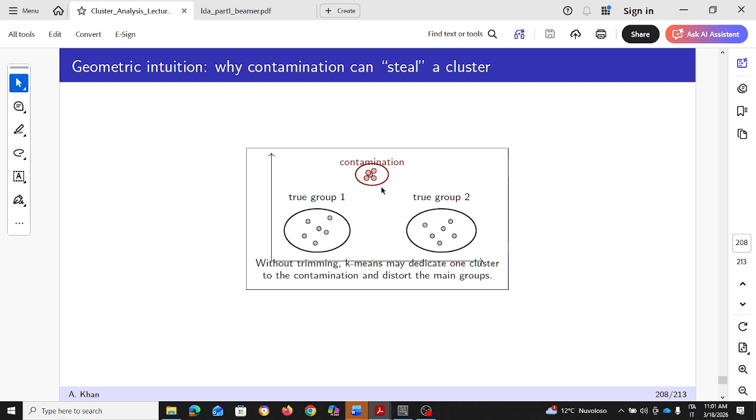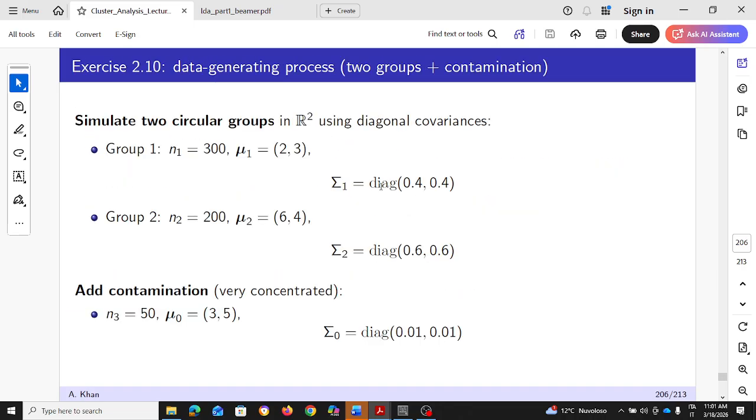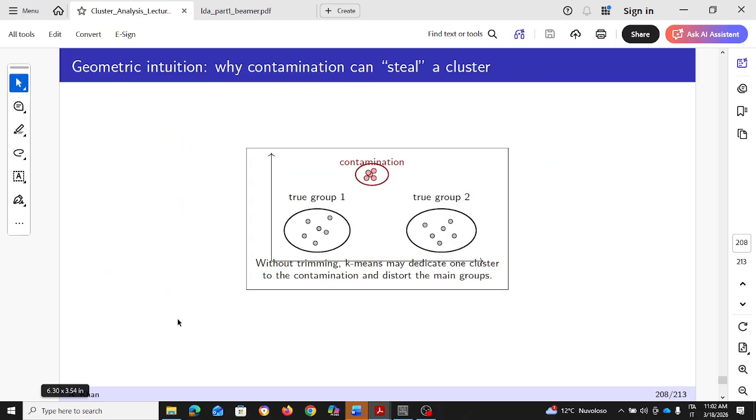But to do that, you have to know beforehand which one is the contaminated. Yes, and that's how we are adding it. So we know it, you are correct. The idea is to exclude this fake data from the two original groups.